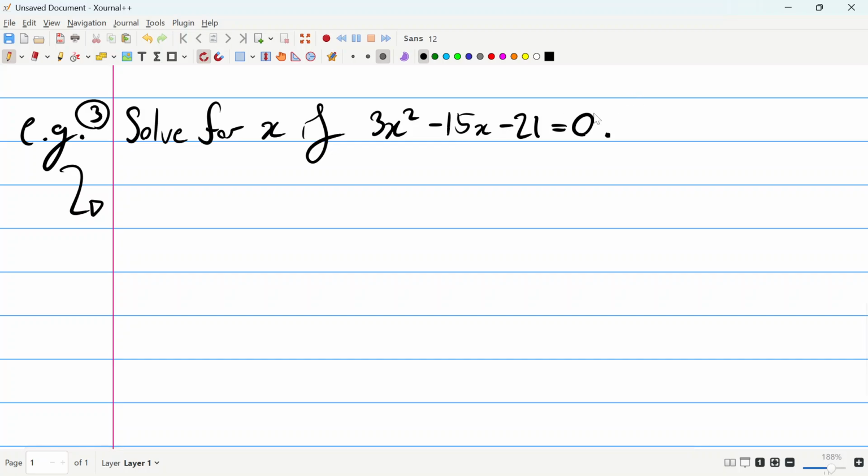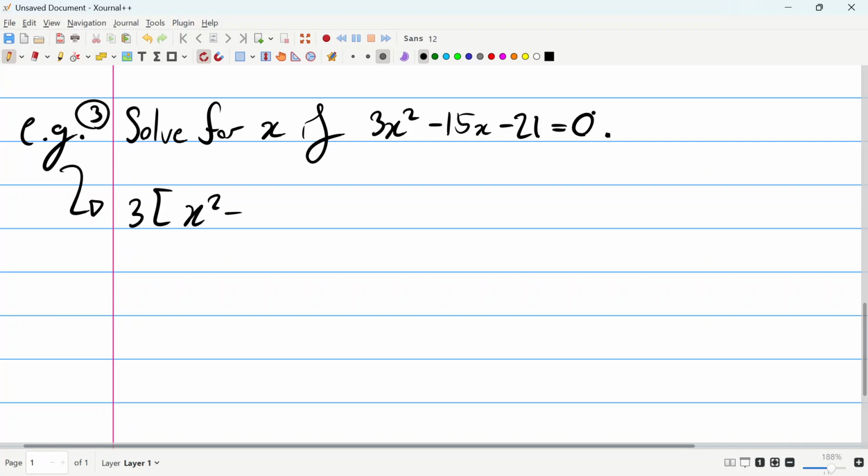First things first, notice that we have a common factor. Let's get rid of the common factor. Okay, 3 is the common factor. Now we have x squared minus 5x, because 15 divided by 3 is just 5, minus 21 divided by 3, which is just 7. So this is equal to 0.